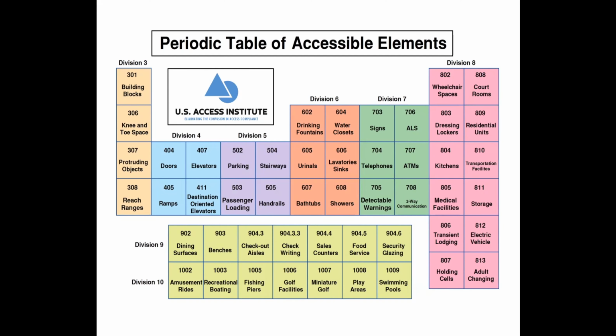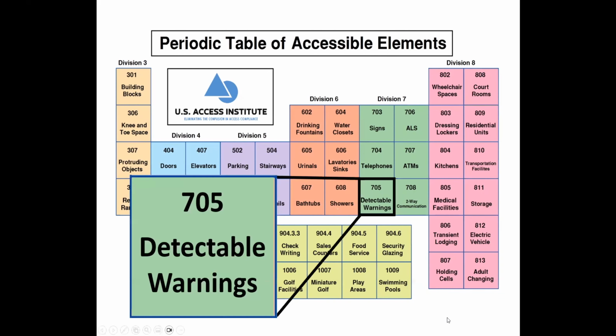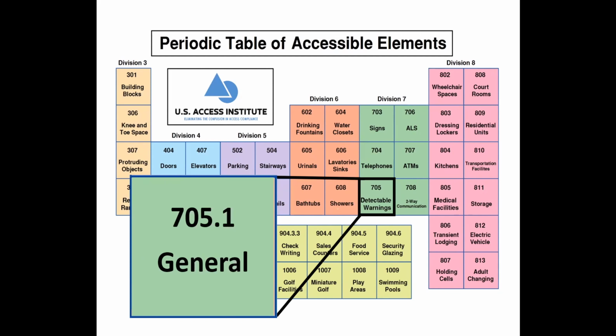First, we start with the periodic table of accessible elements. It's not a real table in the access standard sense of things, but hey, we want to make access fun. We begin today, as always, in the 2010 ADA Standards for Accessible Design. Next, we look at section 705, and that covers detectable warnings. Then we look at 705.1. It states, detectable warnings shall consist of a surface of truncated domes.